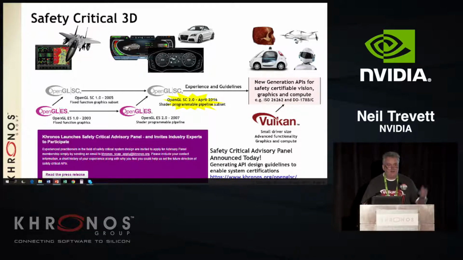There's an email there. You can go to the Khronos webpage. It's all up there. If you would like to help us set the direction for API design with safety criticality in mind, please get in contact with us, or talk to us after the party. Buy me a beer, and we'll let you on the panel. Okay, thanks a lot.